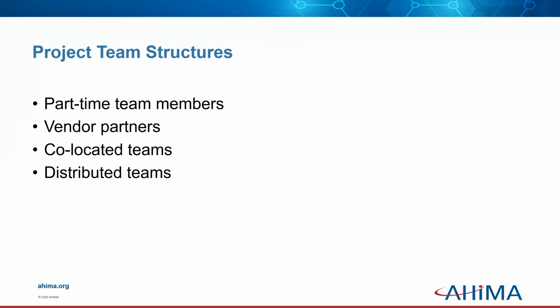So project team structures. So you have part-time team members. These team members aren't fully allocated to a project and have other duties in the organization. You have vendor partners, which are team members that are not employees of the organization. They may be consultants, contractors, and outsourcing agencies. You have co-located teams, and these team members are located within the same space, enhancing the ability to collaborate. And you have distributed teams, which are team members that are located in different locations across the organization, state, or country. And there is strong expertise in distributed teams, but communication is more challenging for obvious reasons.